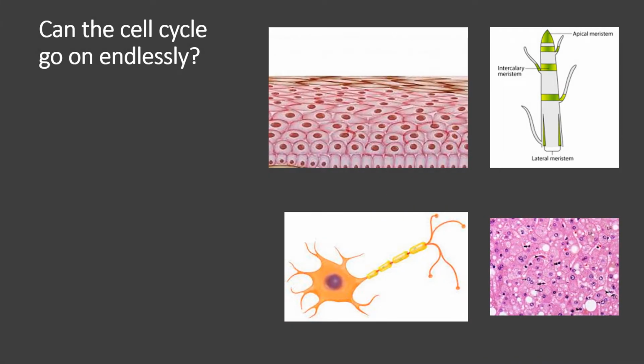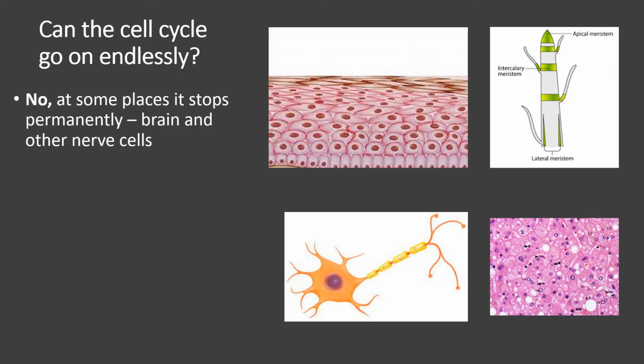Can the cell cycle go on endlessly? What is your opinion? No. At some places it stops permanently. Example, brain and nerve cells. Once it formed, it will not divide again. In some places, it stops temporarily. Can you say examples? Yes, liver cells.